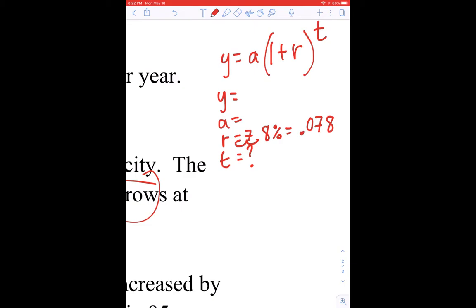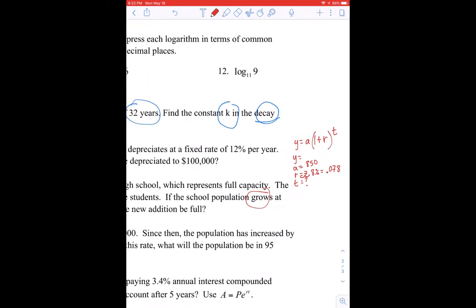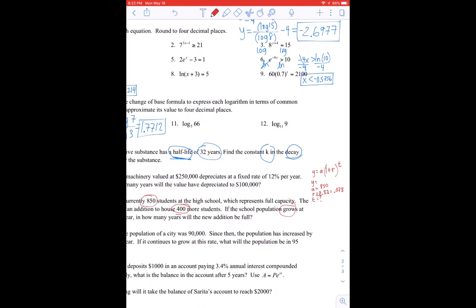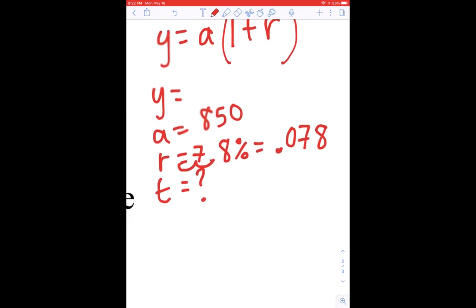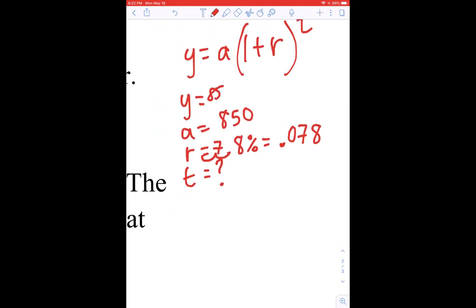Okay, A is the initial amount, so I know that we started with 850 students. And the final amount, it's 400 students more. Okay, it's 400 students more than it was before. So the final amount is actually going to be 850 plus 400. So the answer here is actually 1250. It's not the 400, so it's a new number that wasn't there.